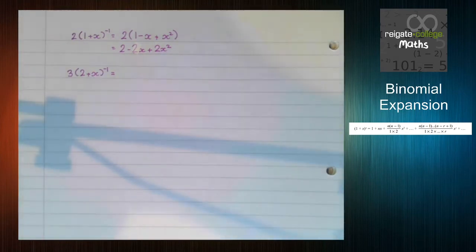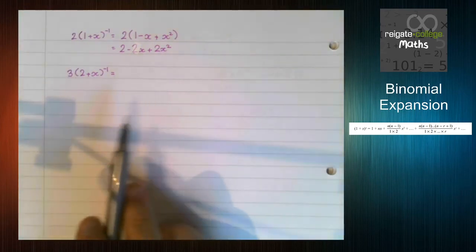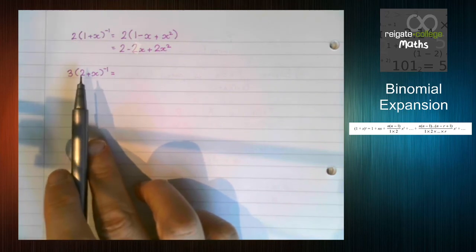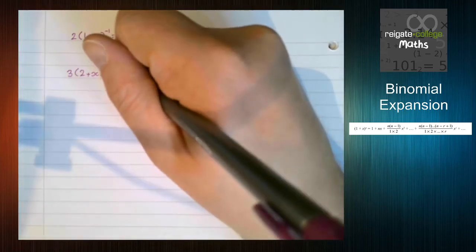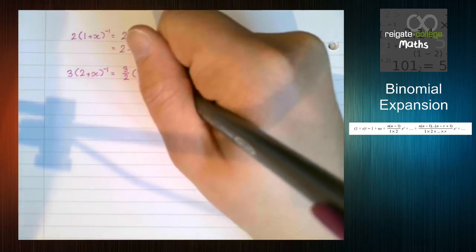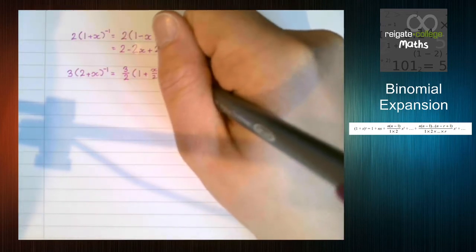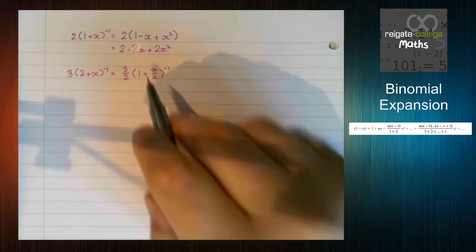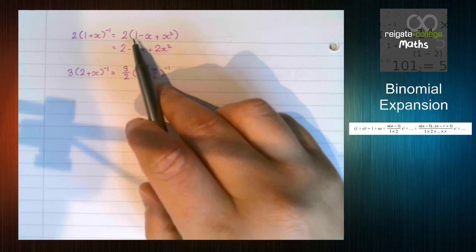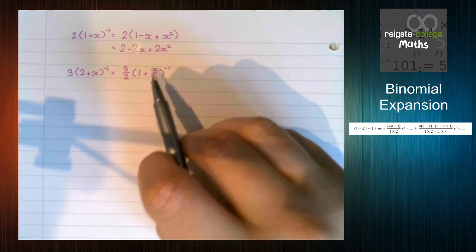So for our second expansion, we do need to be careful again, because remember, this is not 1, so we need to do some other bits first. So this is going to be 3 over 2 times 1 plus x over 2 to the minus 1. Now remember, because the power is the same as this expansion, we can just use this bracket, but with x over 2 instead.